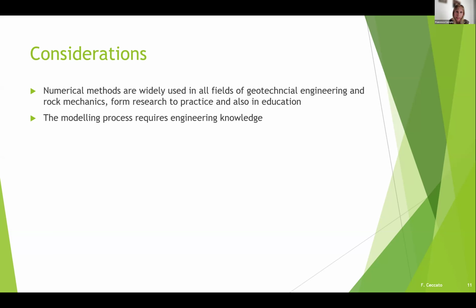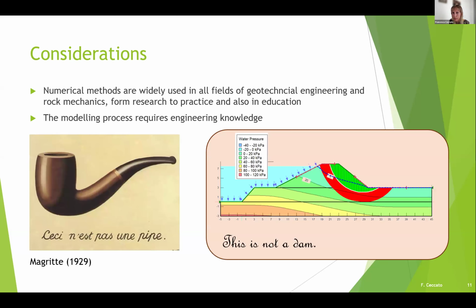To conclude, I would like to end this talk with some considerations. Clearly, numerical methods are widely used in all fields of geotechnical engineering and rock mechanics, in research and in practice. But the modeling process requires engineering knowledge. And don't forget that a numerical model is a representation of reality. Here I put this very famous painting from Magritte, The Treachery of Images. Indeed, it's only a representation of this object. At the same time, a model is not the reality. The figure that you see on the right is not a dam, it's a representation of the dam for some purposes.